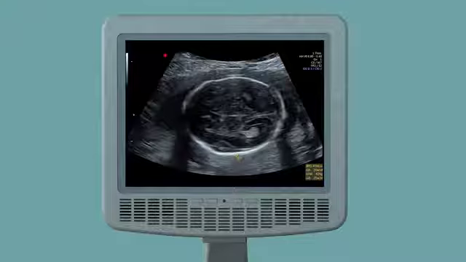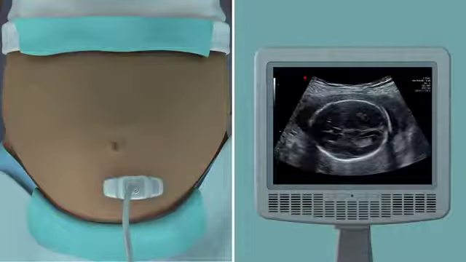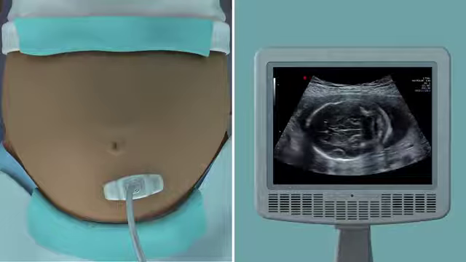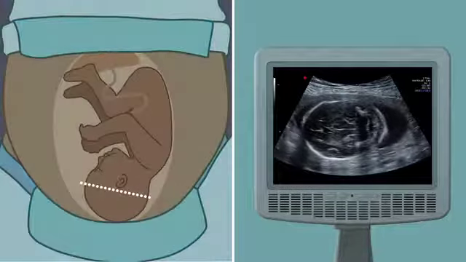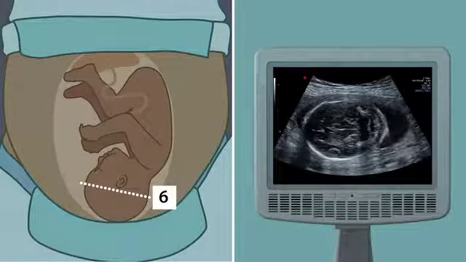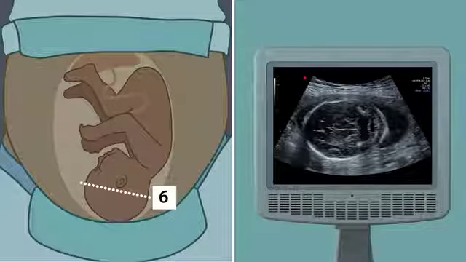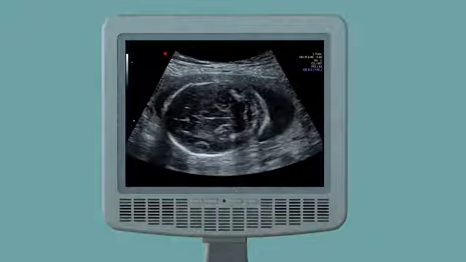Next, measure the head circumference by placing the ellipse caliper on the outer edge of the skull. Then rotate from the transventricular plane to the transcerebellar plane, or plane 6, by keeping the cavum septum pellucidum in view and rotating the probe towards the fetal neck. Measure the transcerebellar diameter, or TCD, by placing the linear calipers across the maximum diameter of the cerebellum.